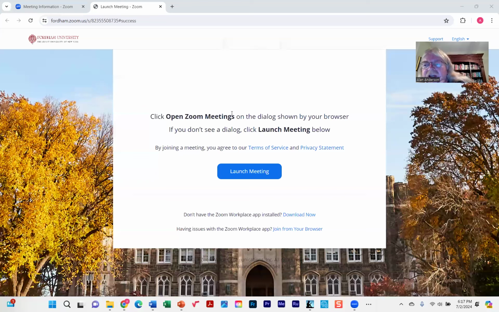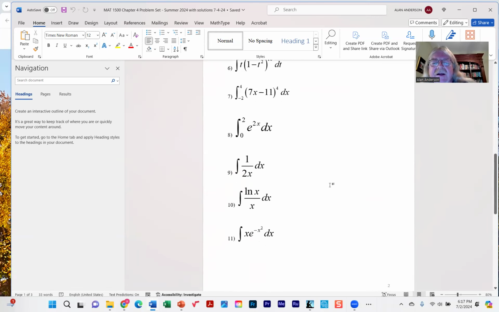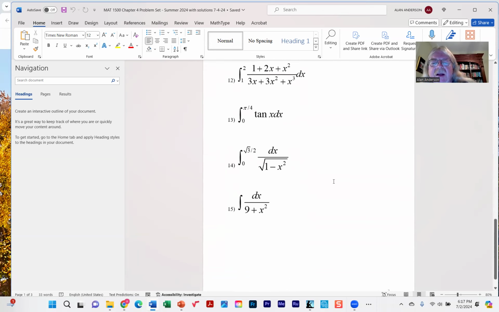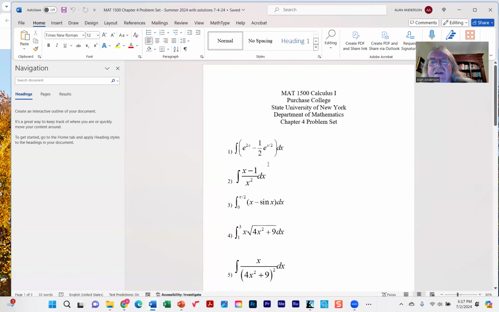Okay, so now that we're done with chapter 4, it's time to do some practice problems. So let's do that right now. So this is the problem set. You can see that we have 15 integral problems to work on, and it's a mixed bag. There's a little bit of everything here.